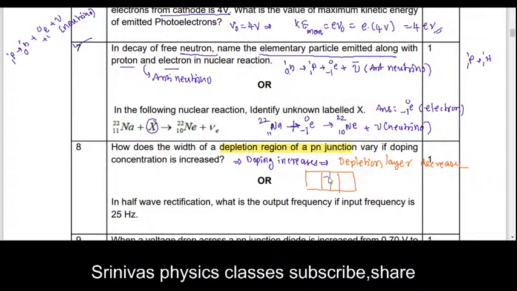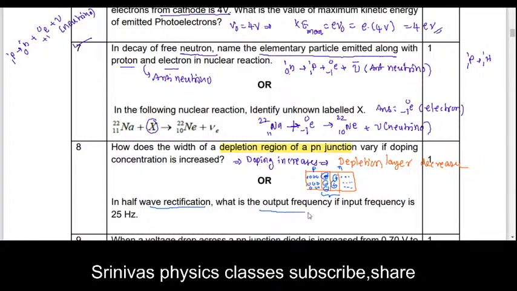On this side, in the P region, negative ions are there. In the N region, positive ions are there. If doping is more, it means more holes are there. Hole concentration increases in the P region, and electron concentration increases in the N region. Due to the increase in holes and electrons, this region will decrease. This region is called the depletion region, right? It is free from electrons and holes. Then that region will decrease. Answer is decreases.